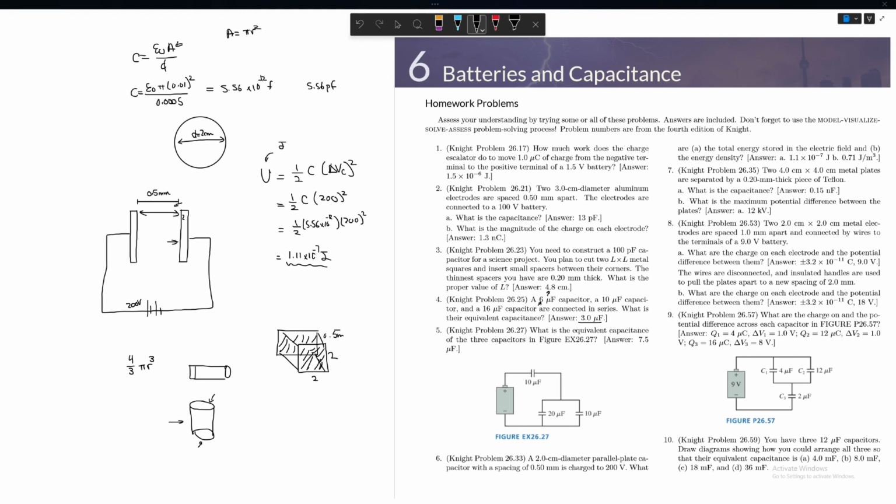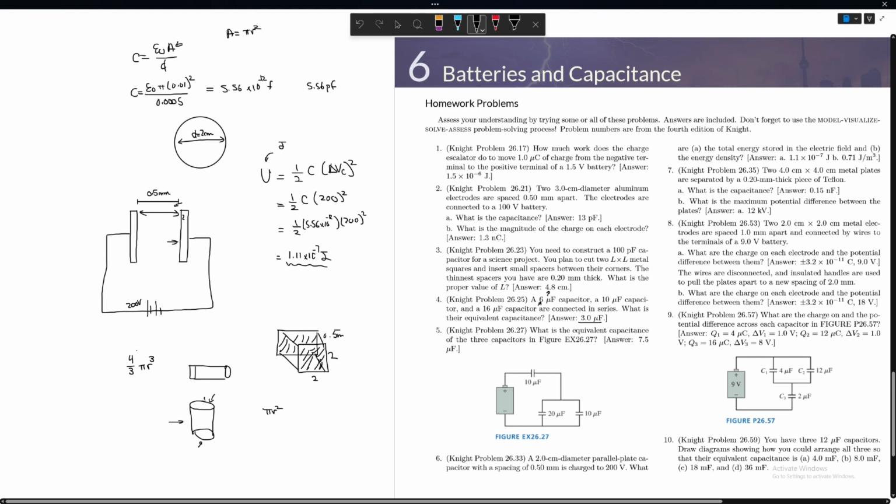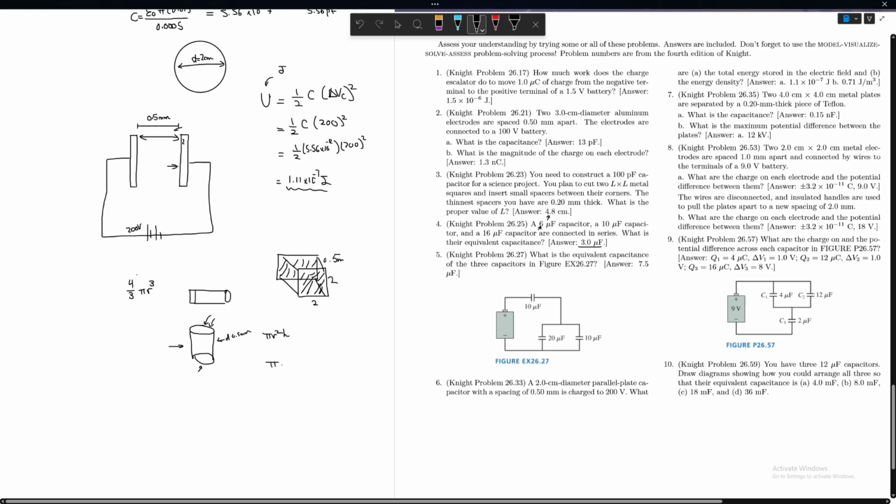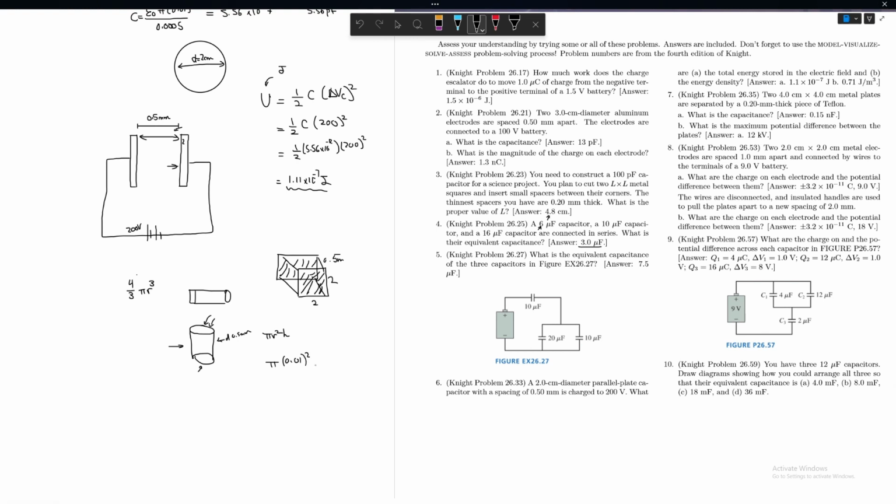Volume of a cylinder is pi r squared times height. Pi r squared is the area of this circle, and then times the height, which is my distance d, which is 0.5 millimeters. So if I do the arithmetic here, it's pi times my r, which is 0.01, all in meters, squared, times my height, which is 0.0005, millimeters to meters.